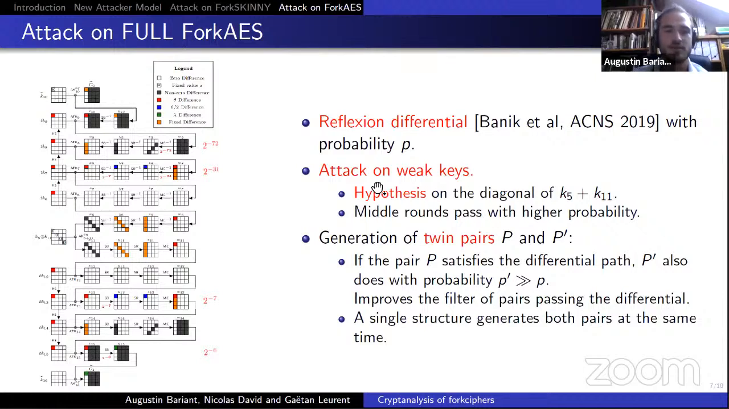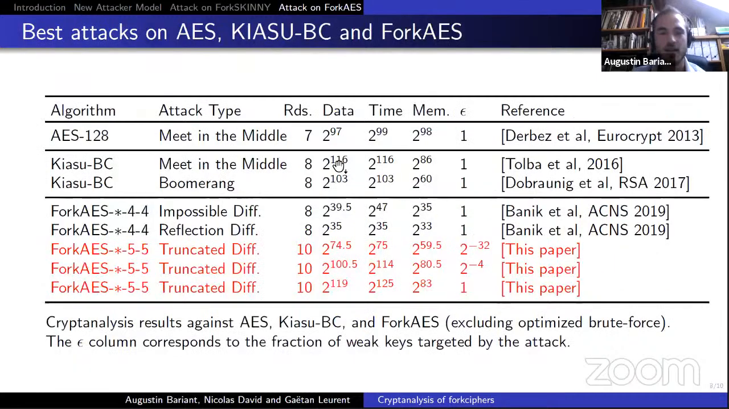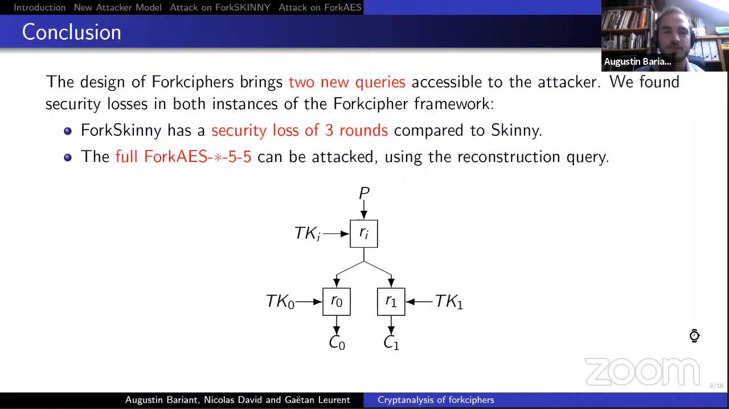And this leads to an attack on the full version of 4KS. So we can attack a fraction 2 to the power minus 32 of the total keys with a time complexity of 2 to the power 75. And we have a variant of this attack with no key hypothesis that attacks all keys with a time complexity of 2 to the power 125. So a bit better than the exhaustive search.